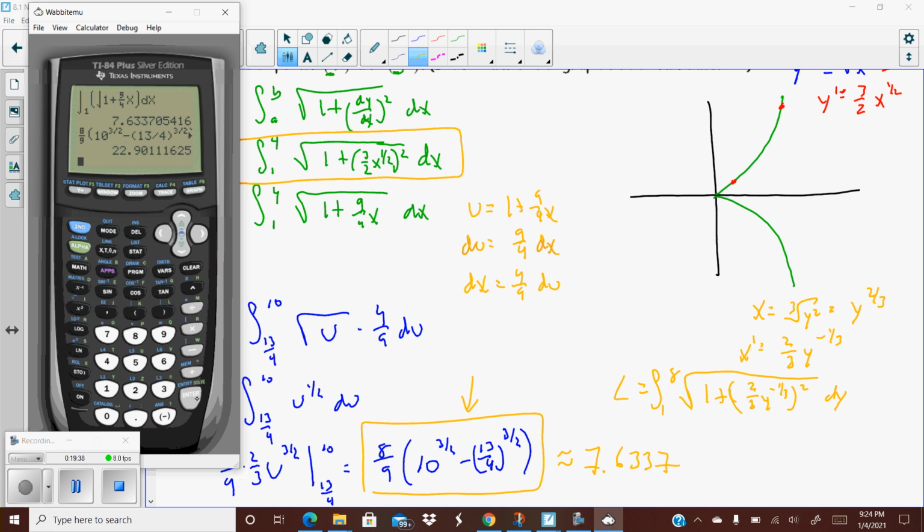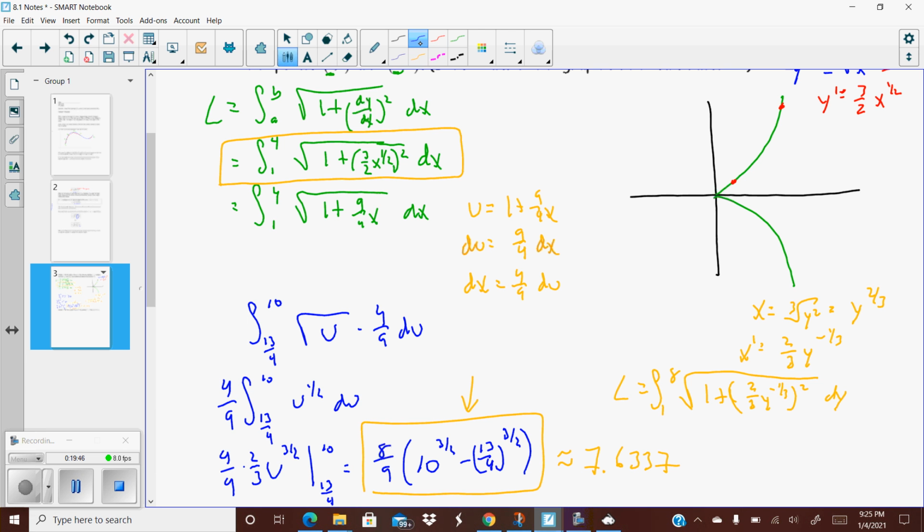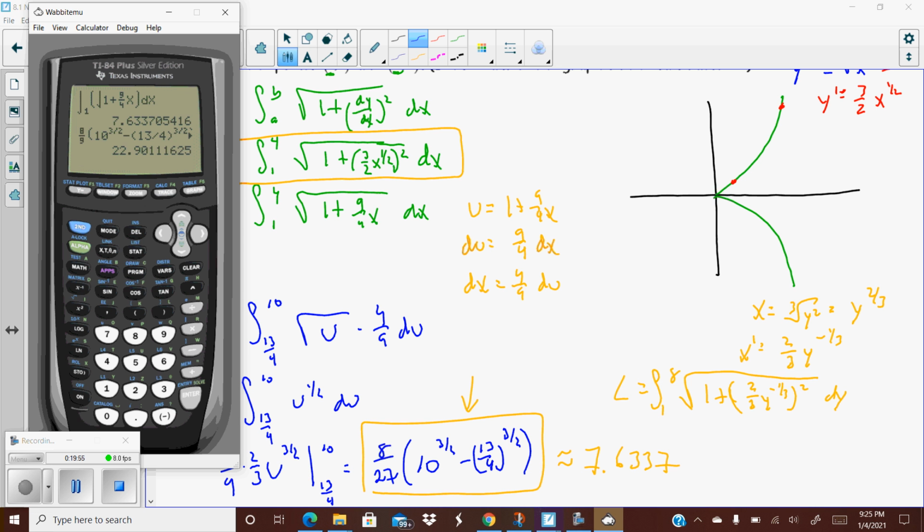I did not do it right. What did I do wrong? I see what I did wrong. Hopefully you caught this before I did, because I can't seem to multiply basic numbers. That should have been 8/27 there. So let's go ahead and fix that on the calculator and see if it works.